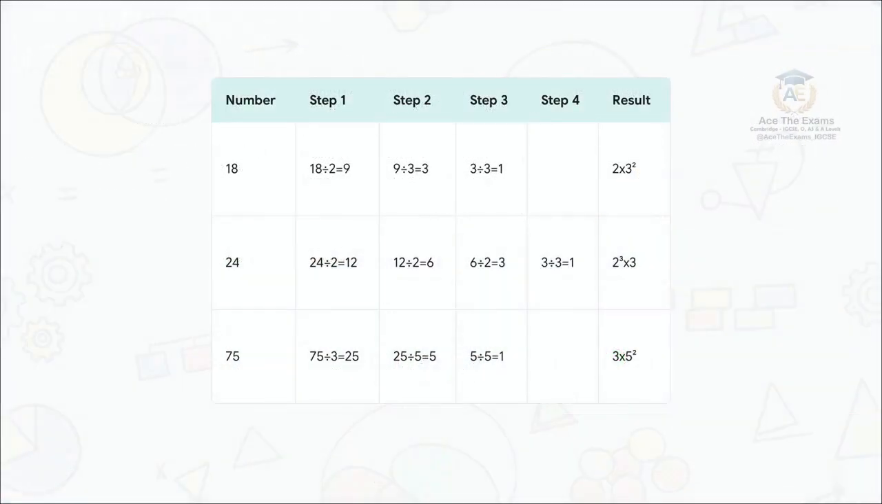So 18 is simply 2 times 3 squared. For 24, we pull out 3 2s and a 3, giving us 2 cubed times 3. And for 75, we pull out a 3 and 2 5s, leaving us with 3 times 5 squared. Using this visual tree method pretty much guarantees you won't miss a single prime factor during your test.